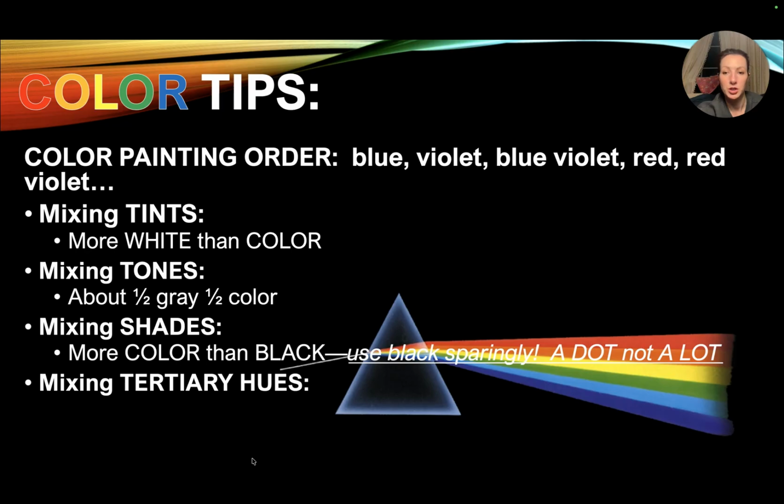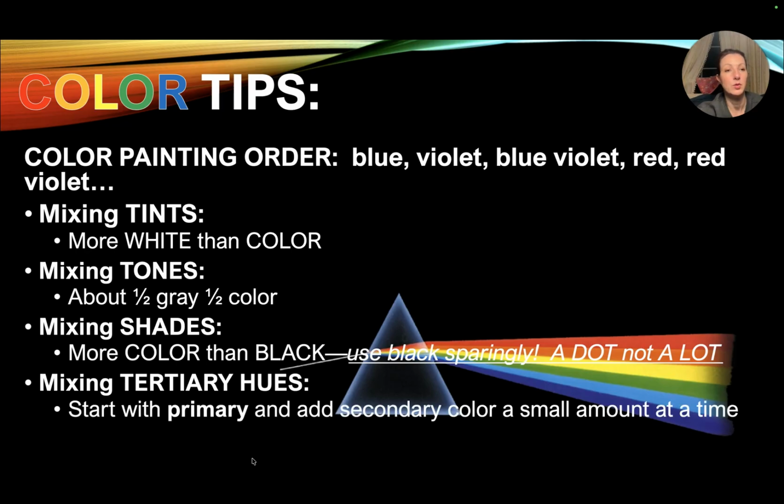When you're mixing your tertiary hues on your color wheel, you want to start with that primary and then add your other color, your secondary color, a small amount at a time. So if you're going from blue to violet, you're going to take your blue and you're going to add a little bit of red, a little more, and you're just going to go around that wheel like I said earlier.